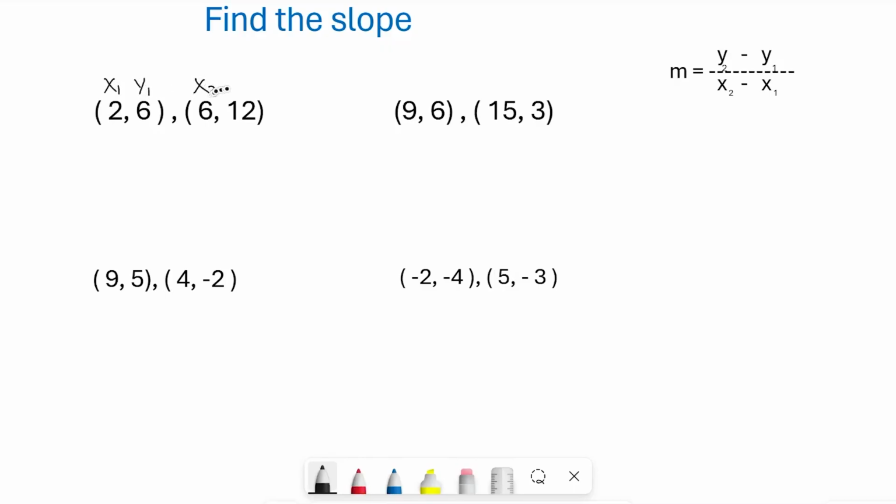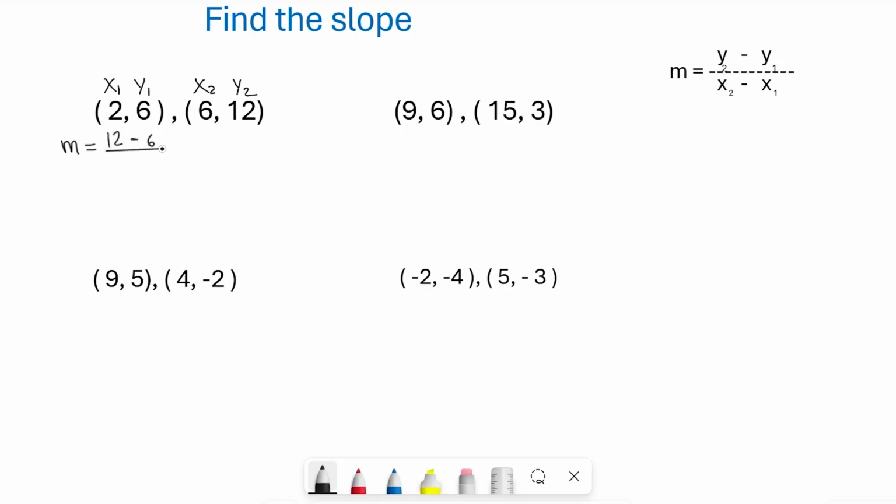By the way, it doesn't matter which one you pick to be the first point or which one would be the second point. At the end, you're going to get the same answer. So to get the slope, I'm going to start by doing the substitution into that equation. That will be y sub 2. That will be 12. According to the formula is minus, then y sub 1. But you multiply the signs, positive times this negative, you're going to get negative 6.